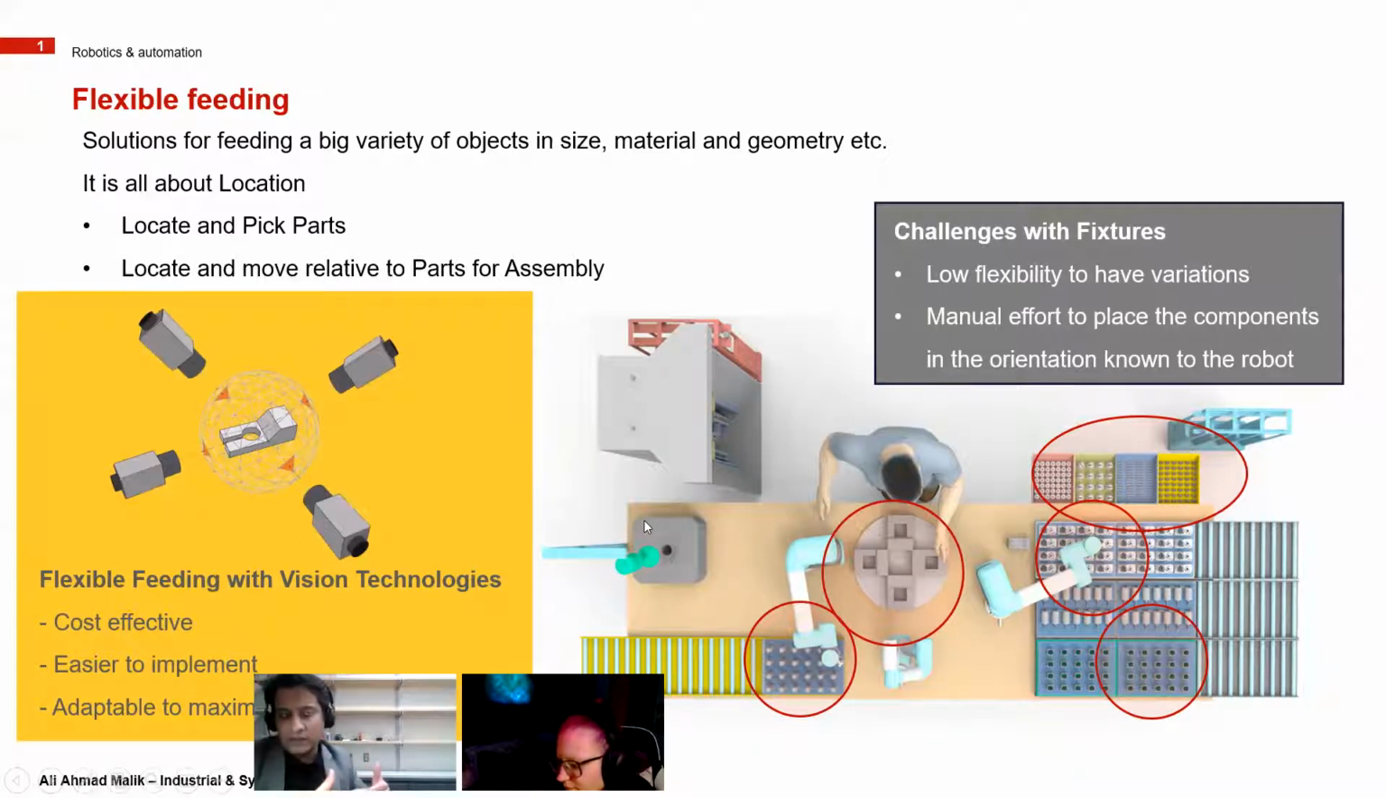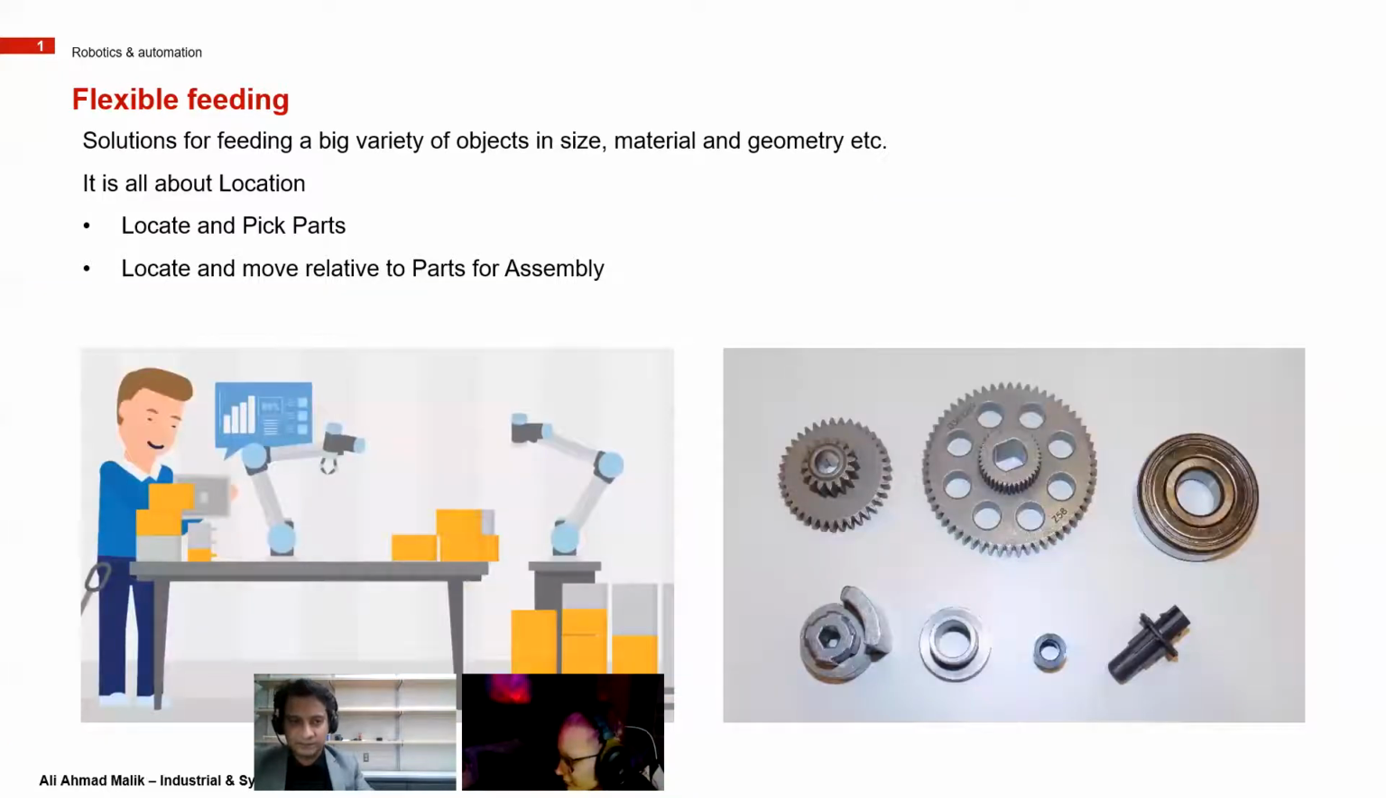And this feeding discussion is very much closely connected with the grippers discussion, because gripping is something to pick the component, while feeding is something to present the component to the robot to pick it with a gripper. So this feeding is all very much connected with the gripping discussion.